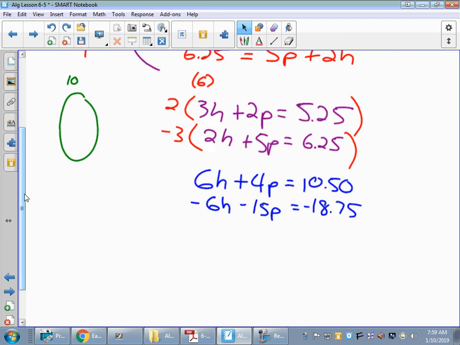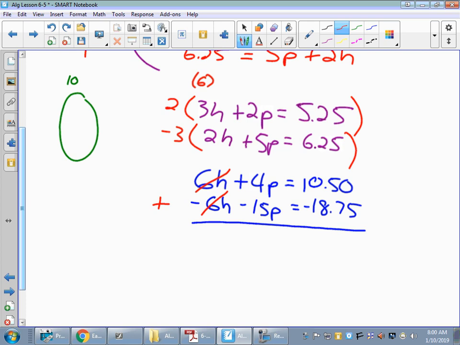All right. So now I can go ahead and add and eliminate here. We can see that our H's are going to cancel out. And now over here I'm going to have negative 11P. And when I do this math here, I think you come out to a positive 825. Or no, excuse me, negative 825. And then we know that we just have to divide here by negative 11.